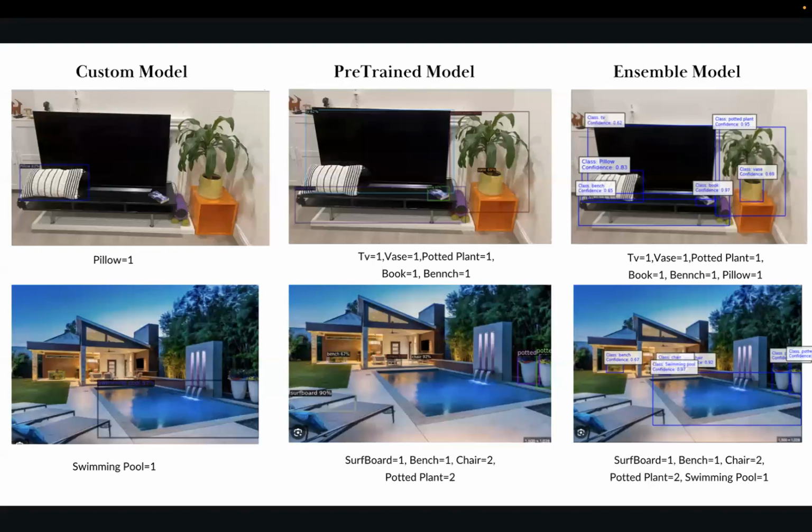Similarly, for the second row, which belongs to an outdoor amenity, which is a swimming pool, the pre-trained version of the model has detected potted plant and chairs. So we fuse all the outputs to get the final prediction. Going on to the next slide.